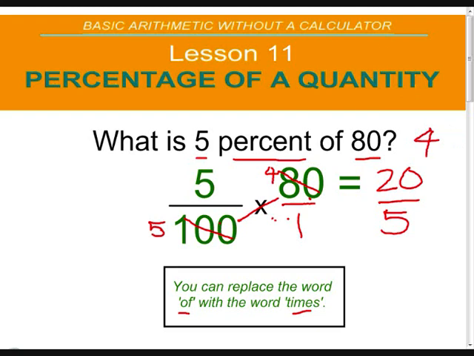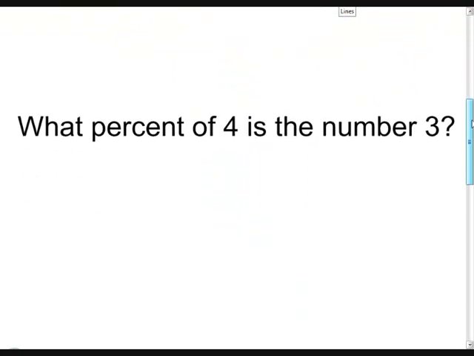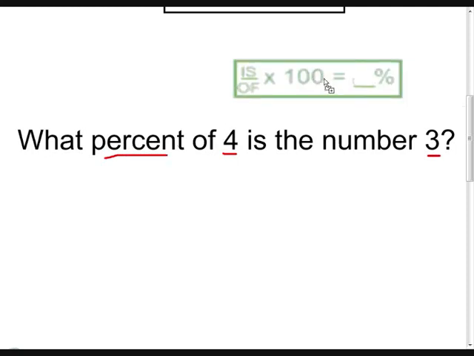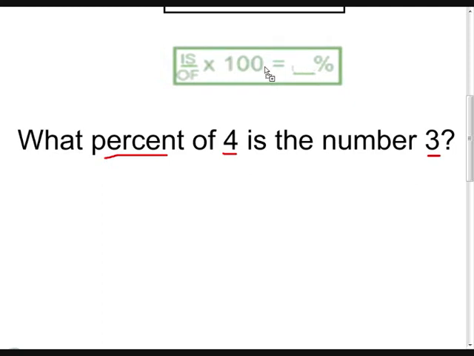Now let's have a look at another kind of number sentence involving percentages. In this case, we've got the percentage that is missing. If you want to solve a problem like this, you're going to have to do it differently. First of all, of course, we're going to identify our numbers. We've got a percent, we've got a 4, and we've got a 3. But to decide what to do with them, I've got another rule for you, and you should write this down so you can remember it.